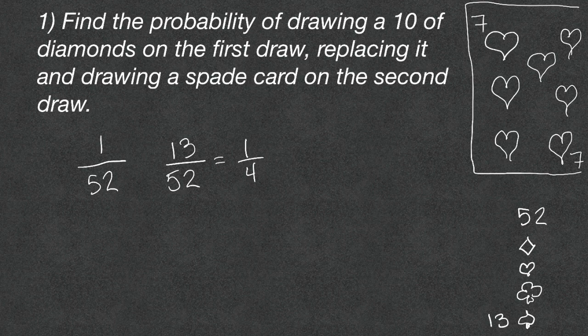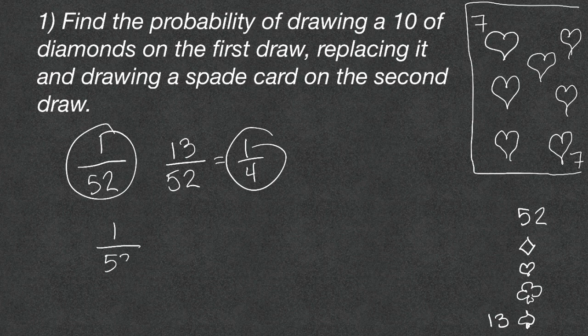Now we have to combine these two probabilities, right? The draws were independent, right? Remember that independent means that the first outcome does not impact the second outcome or the third, and so forth. So we can simply multiply 1/52 times 1/4.